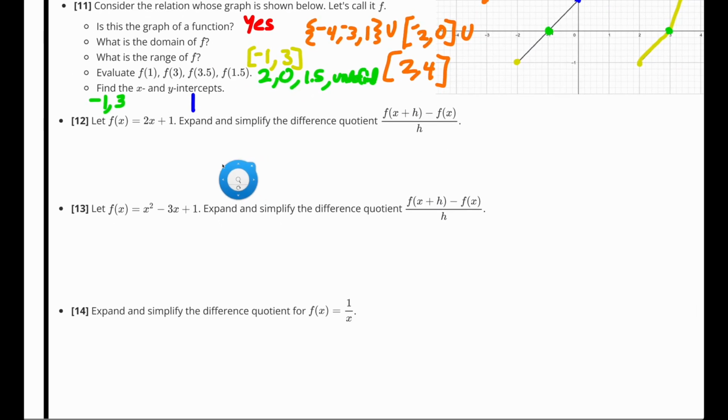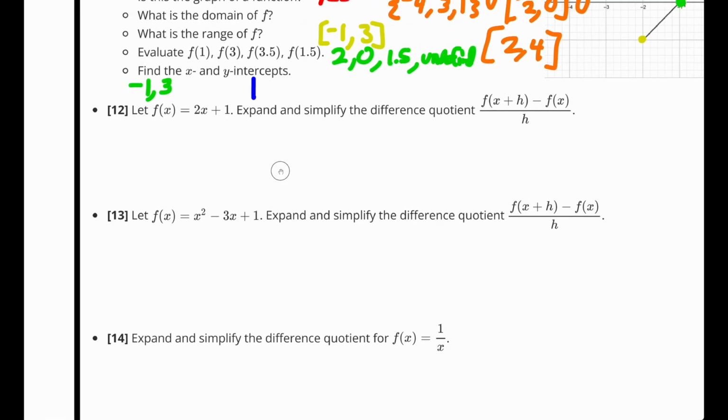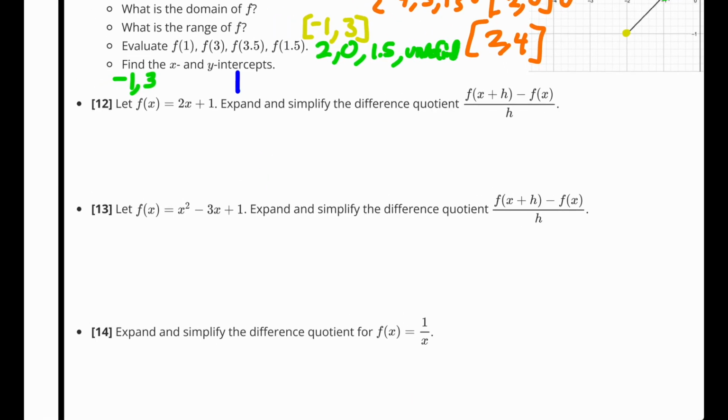Number 12 says, let f of x equal 2x plus 1, expand and simplify the difference quotient. Okay, this is how I would always do the difference quotient. By the way, the formula for the difference quotient is right here. So we're just basically going to be figuring out this formula for this function right here, the 2x plus 1.